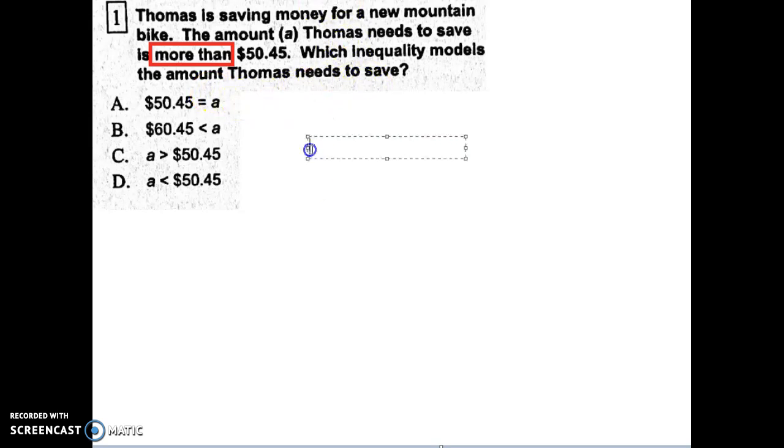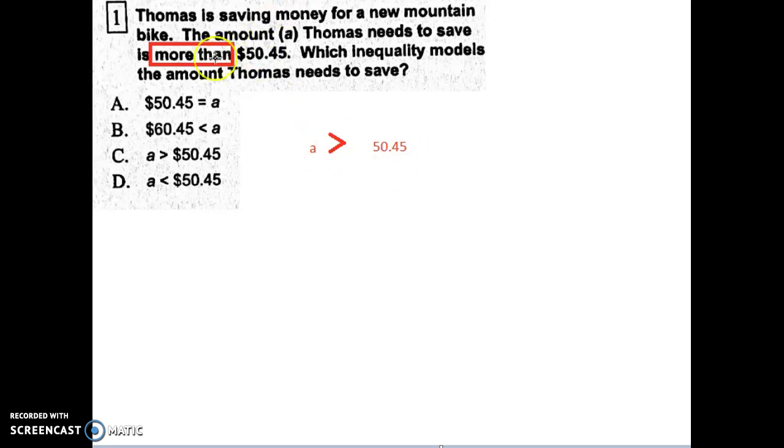So we're going to say A, and then 50/45, and it's saying more than, right? A is more than 50/45. So what symbol am I going to say? Well, if it's more than, that means our little mouth here is going to bite the amount, right? Because this is a more than. A is more than 50/45.